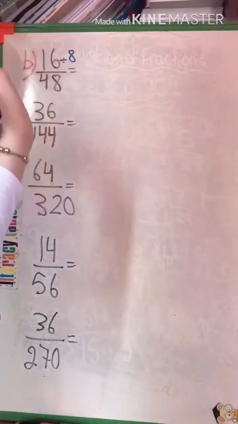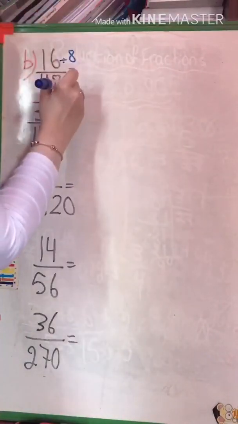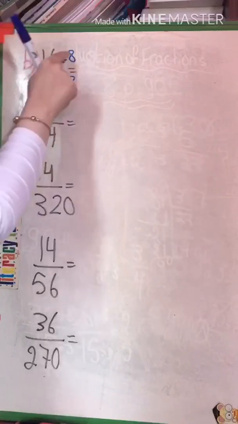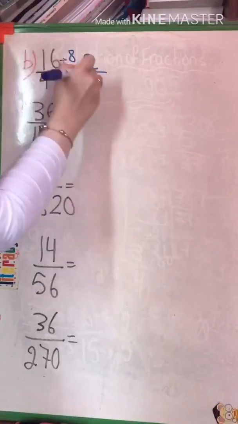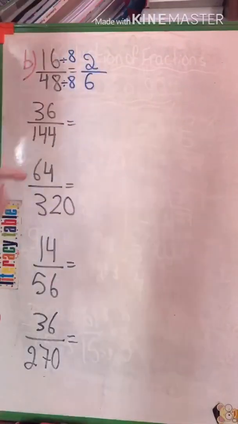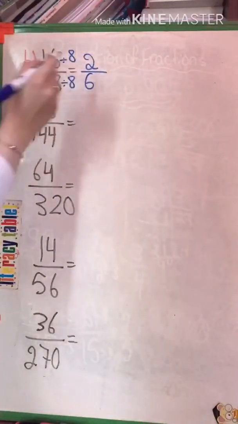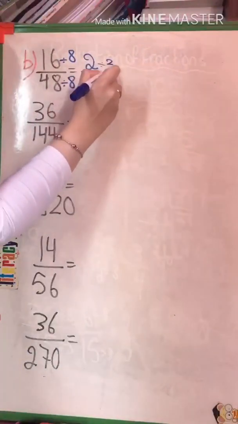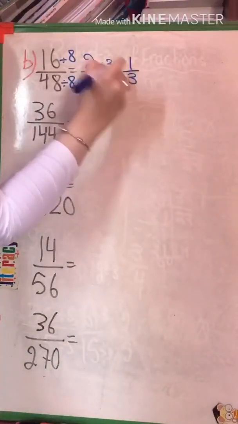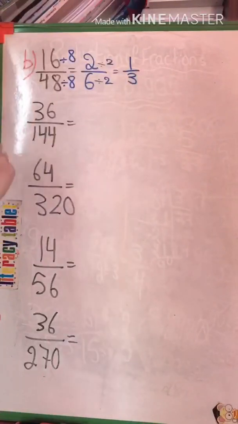It's easier to use large numbers to divide by large numbers. 16 divided by 8 is 2. 48 divided by 8 is 6. So let's check again. These are even numbers, so they are divisible by 2 to give me 1 over 3. Now it is an irreducible fraction.